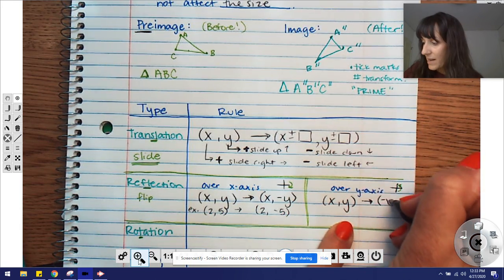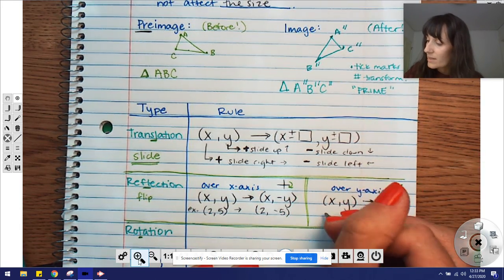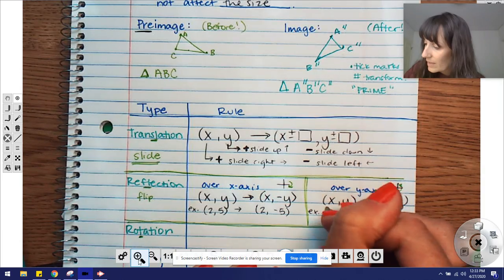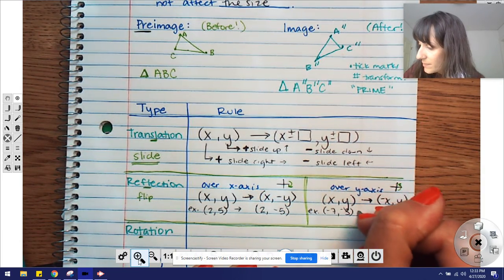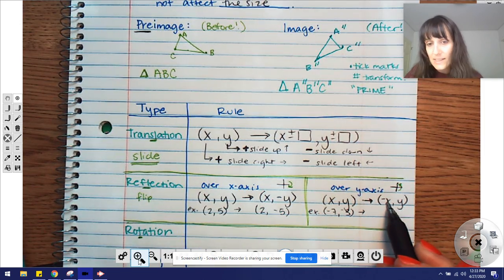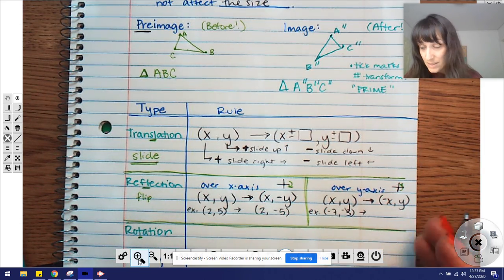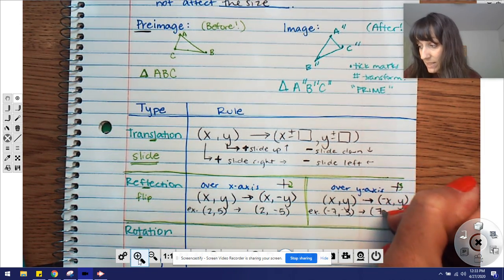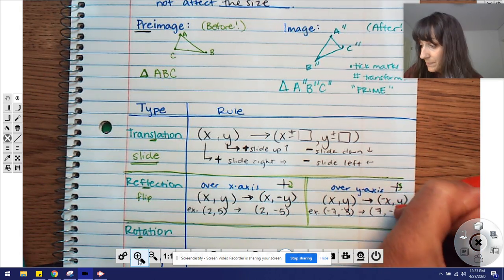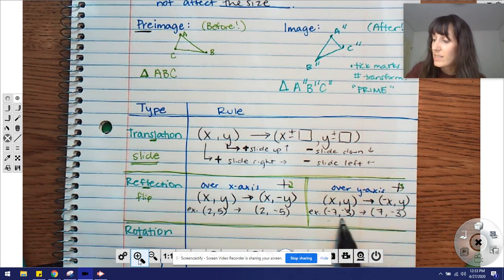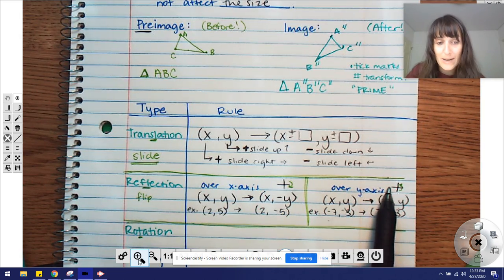So this becomes negative x, y. So for example, if we had the point negative 7, negative 3, the x becomes opposite. So the opposite of negative 7 is positive 7, and the y stays the same. This would flip over the y-axis.